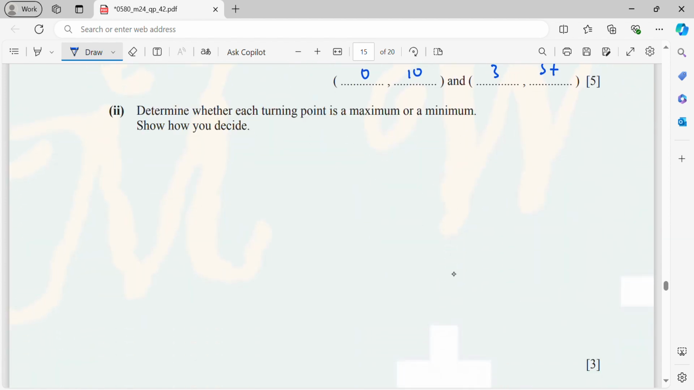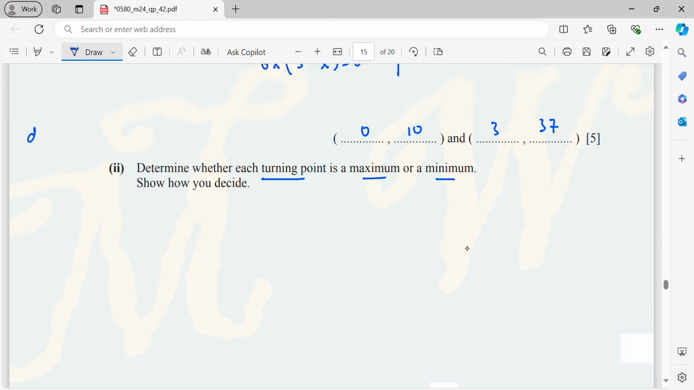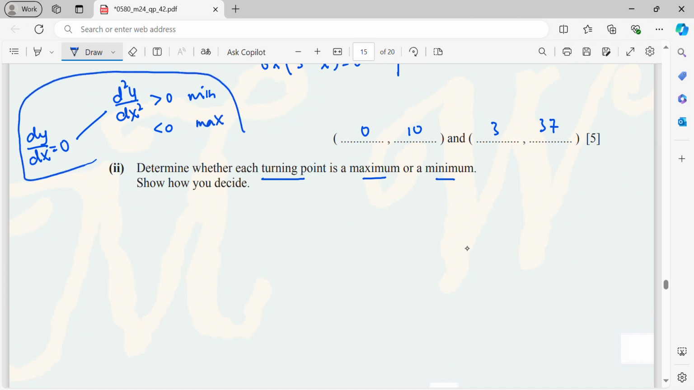Okay, part 2. Determine whether each turning point is a maximum or minimum. Show how you decide. Now, dy/dx equals 0. This is a stationary point or turning point. Then now, we need to differentiate a second time. When you differentiate a second time and this is greater than 0, you are getting a minimum point. But if this is less than 0, then you are getting a maximum point. So we are going to use this concept to solve part 2.